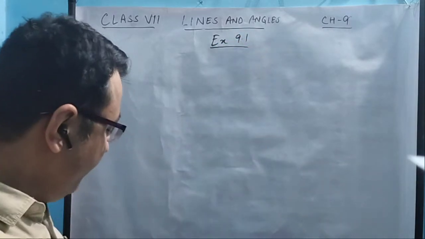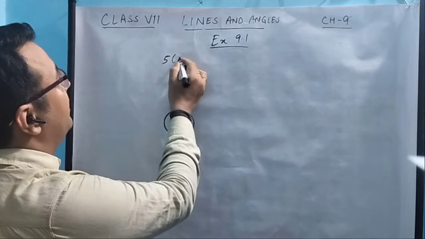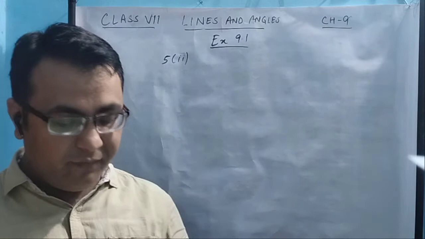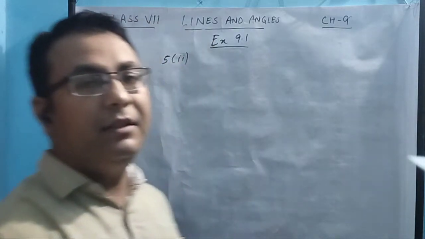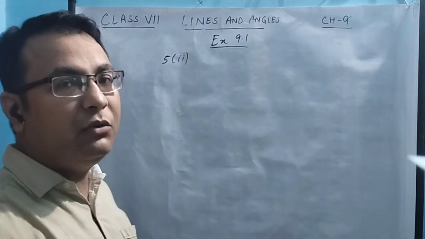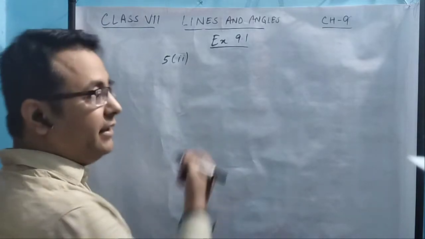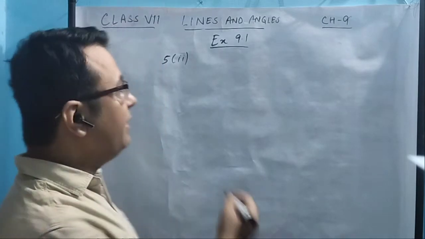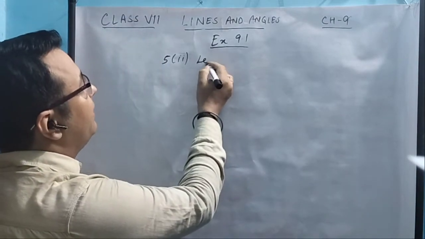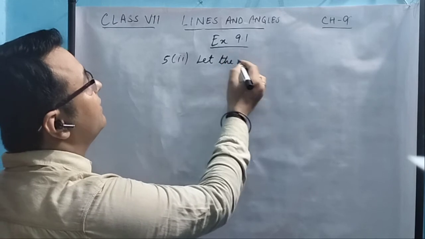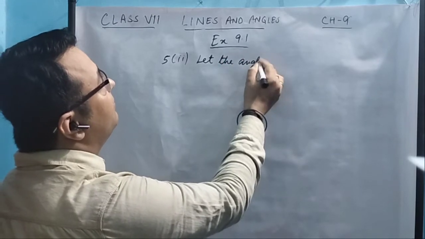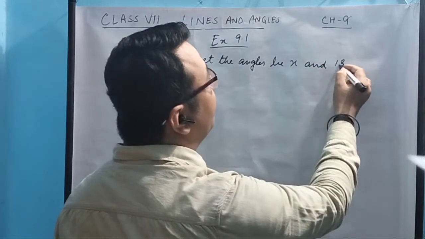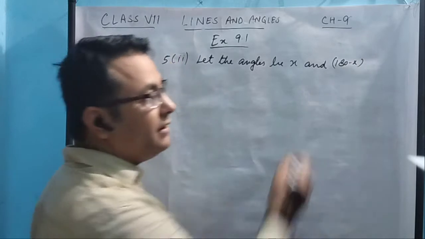We are going to take question number 5, second part. Question number 5, second part says find the angle which is equal to its supplement. So we have to find an angle which is equal to its supplement. It is clear from the question that both the angles are supplementary. So whenever the angles are supplementary, we assume the angles as, let the angles be x and 180 minus x. Why 180 minus x? Because both the angles are supplementary.